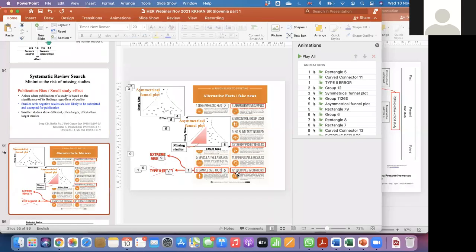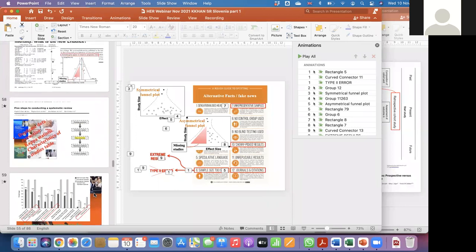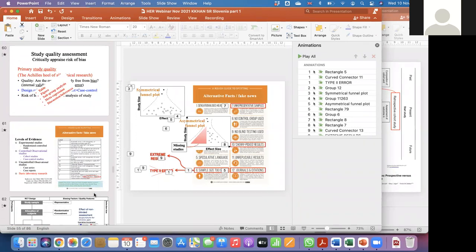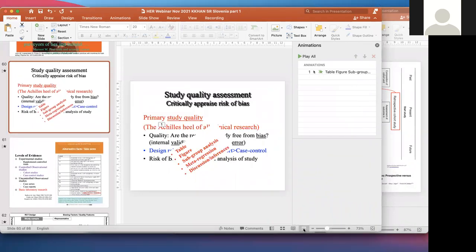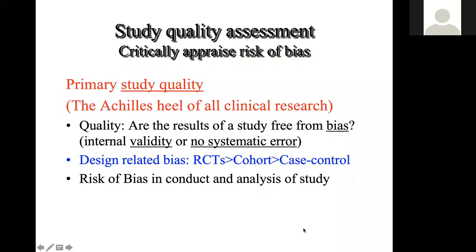So having done this, the next step in systematic review is for us to evaluate the quality of the studies. So the quality assessment of the included studies is what shows us what really the literature is about in terms of its worth. And by quality, we mean that the study is free of bias, that it is internally valid, that it does not have any systematic error.